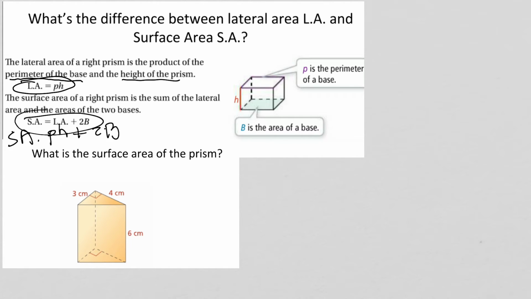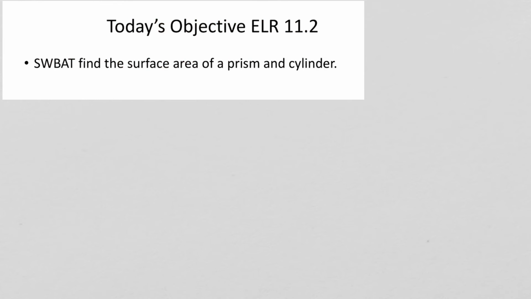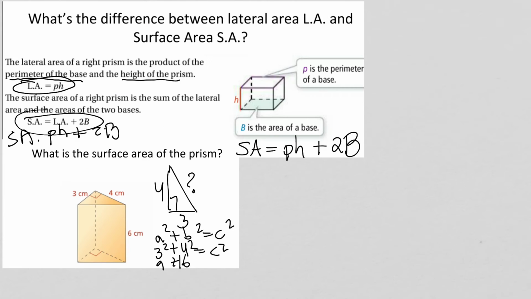So let's take a look at the prism here. It's a triangular prism. We're going to find the surface area first. All right, so let's do the formula. P times H. Well, what is the perimeter? We have a triangle here, 3, 4. We need to figure out this third side. It's a right triangle, so to find a side of a right triangle, we do the Pythagorean theorem. I plug in the two legs, and we get c squared equals 25, so the square root of 25 is 5. So this third side on this triangle is 5.